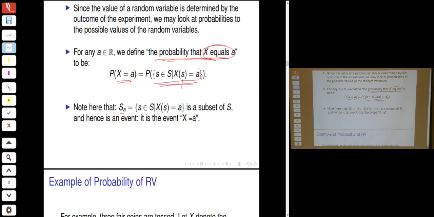We can denote it by S sub a, which is the set of all possible outcomes such that the random variable, when applied to those outcomes, equals a. This is a subset of the total sample space, and therefore it is an event. It is the event that X equals a. So, this is just stating the event X equals a in mathematical terms. Okay.